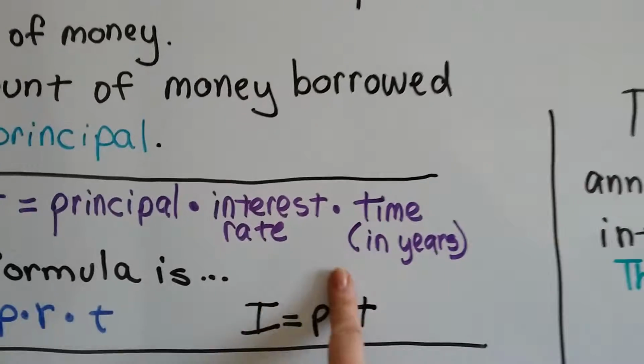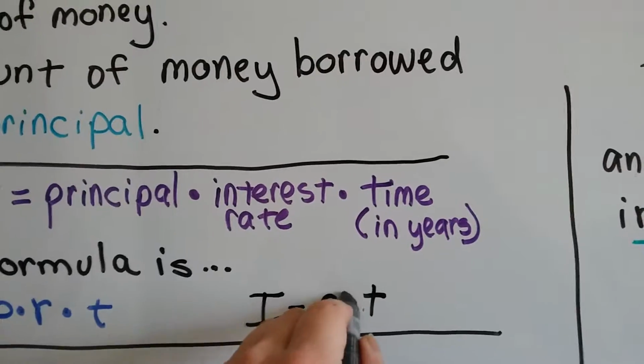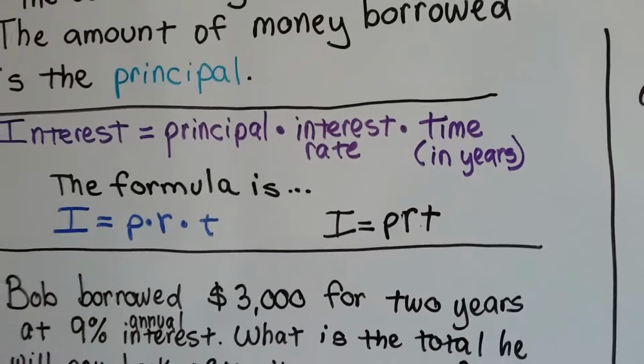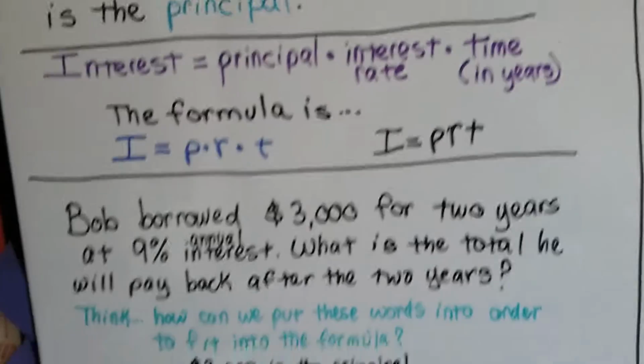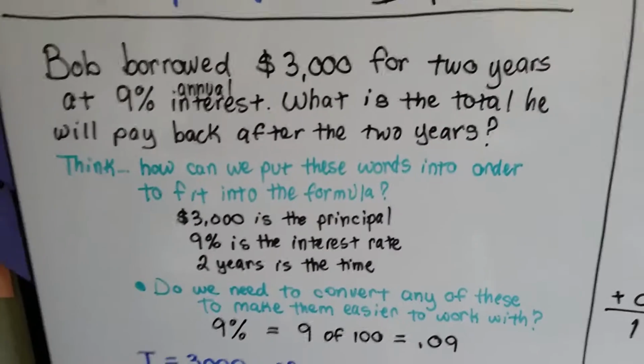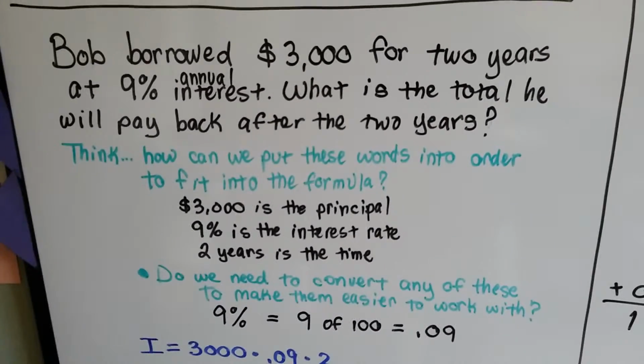Or you might see it, let me rewrite this a little bit better. You might see it as I equals PRT altogether, because that means to multiply when the letters are next to each other, right? So Bob borrowed $3,000 for 2 years at 9% annual interest. What is the total he'll pay back after the 2 years?